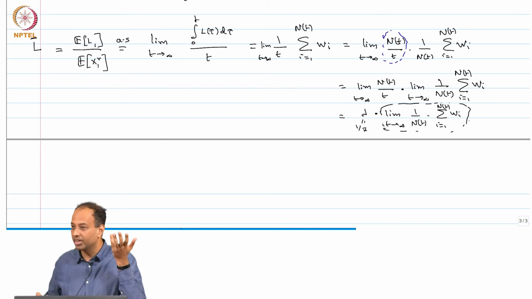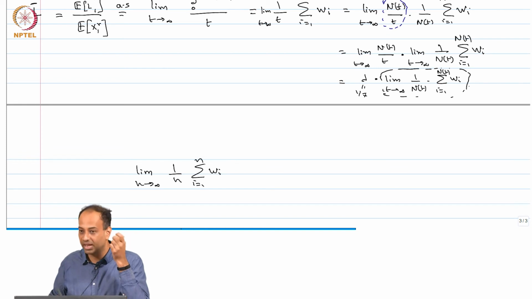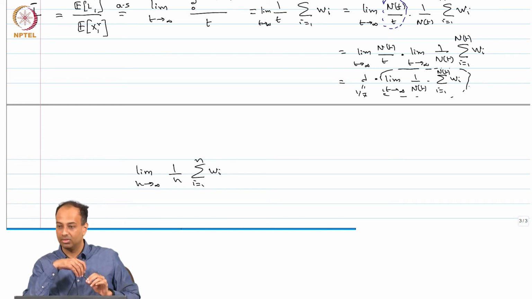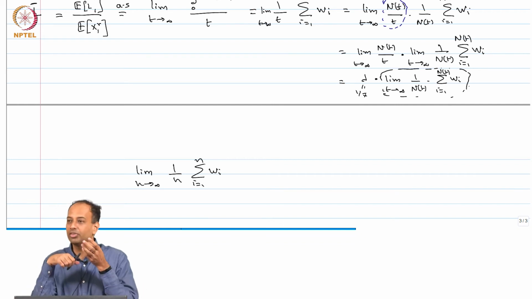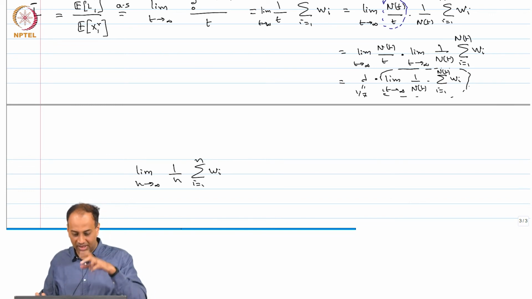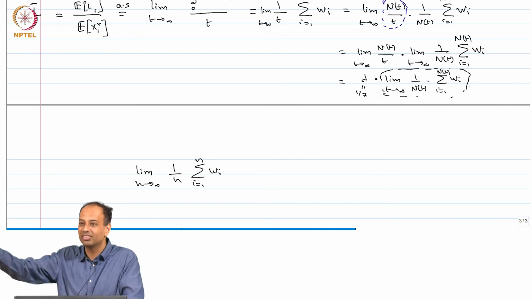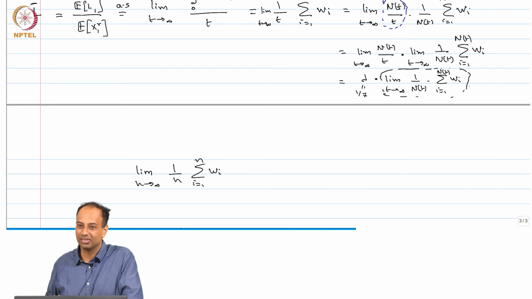We know that N(t) goes to infinity, right. So whatever is in this box is like the limit as n tends to infinity of 1 over n sum over i equal to 1 to n of W_i. This is just the average system time, right. There is no reason for this limit to actually exist as such, but because of this relationship: L bar exists, almost surely, the integral 0 to t of L(tau) d tau over t goes to an almost sure limit L bar, and of course lambda N(t) over t goes to lambda almost surely. Therefore, what remains must also go to a limit almost surely, correct.